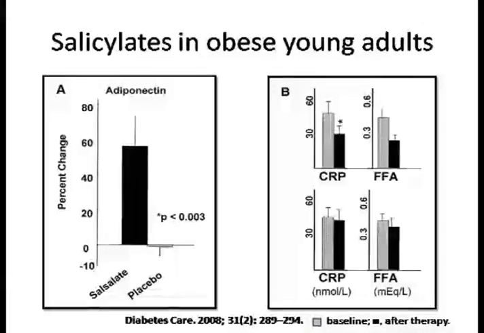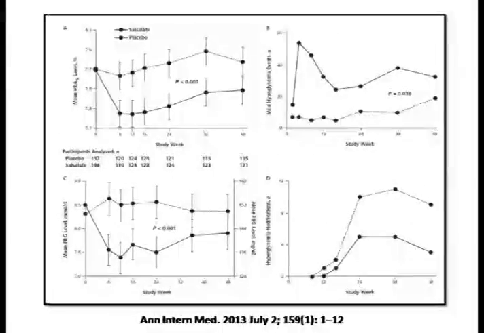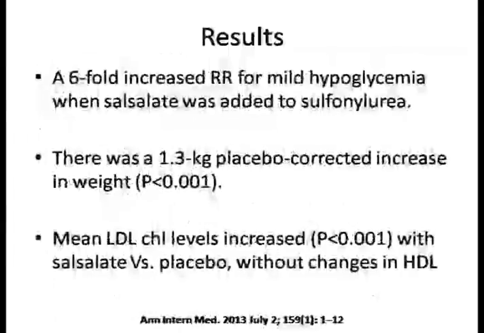Another study, with 286 patients where salicylates were used, again showed a decrease in HbA1c. At 48 weeks, the mean difference in HbA1c between patients given salicylate and placebo was around 0.37%, which was significant and comparable to other drugs. Lower leukocyte, neutrophil, and lymphocyte counts were seen. Adiponectin increased; we know that adiponectin is an anti-inflammatory cytokine. But there was a 6-fold increase in relative risk of mild hypoglycemia, and there was a 1.3 kg weight gain, which was probably due to hypoglycemia, but the concern was a mild increase in LDL.